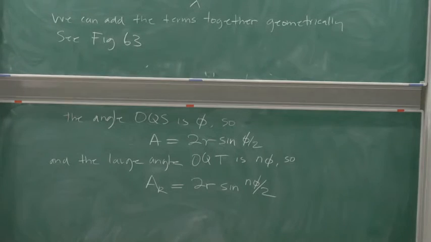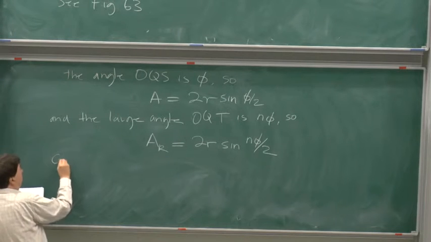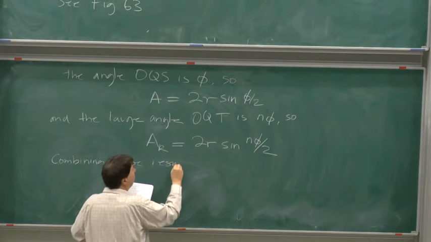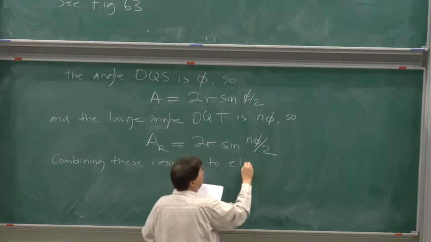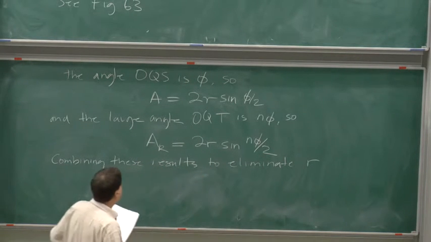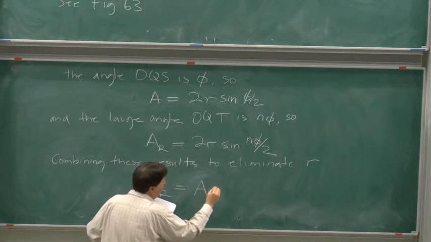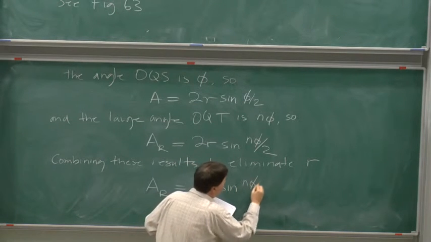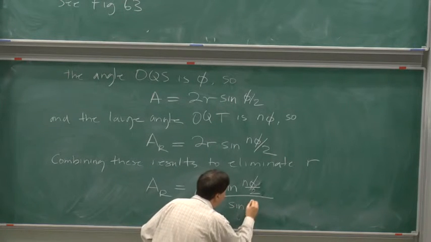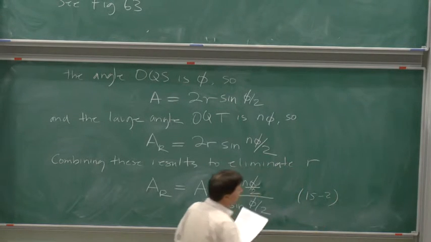And, well, this is now a trivial piece of maths. I mean, at your skill of maths now, but I'll just do it explicitly. Combining these results to eliminate R, and obviously all I've got to do is divide one equation by the other here, I get that the AR is equal to A times sine n phi halves over sine phi halves. And this is an important equation, equation 15.2.